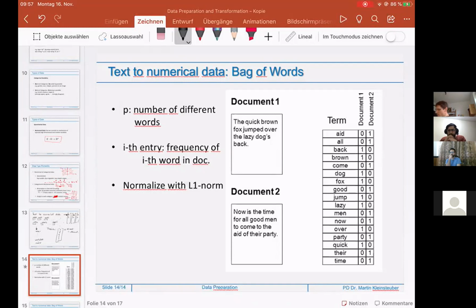So here, document 1. If you look here, document 1. Why isn't that red? It should be red.